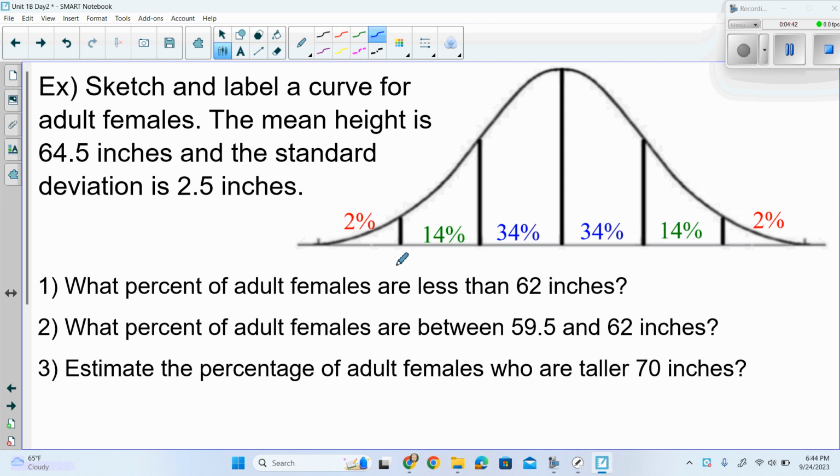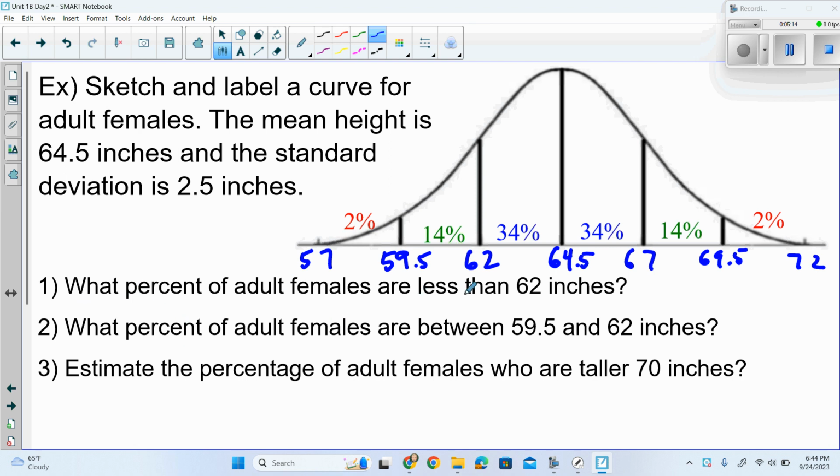Our last example, we want to sketch and label a curve for adult females. The mean height is 64.5. We can throw that in right away. And if we add 2.5 each time, that's going to be 67, 69.5, 72, I believe. Take away 2.5, we have 62, 59.5, and 57. This is the same kind of thing, just inches, but it's now ladies.